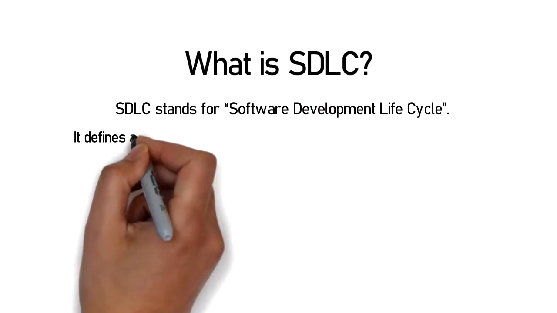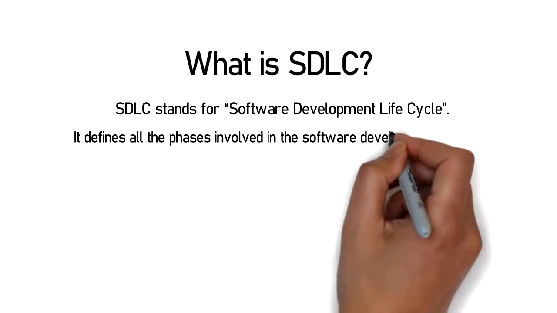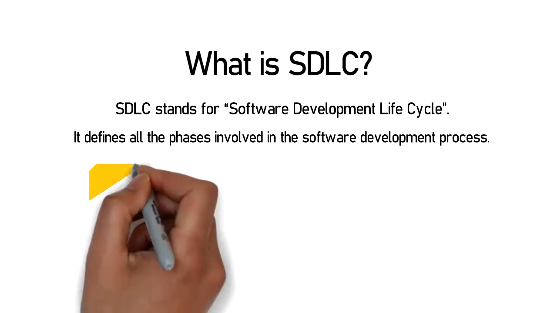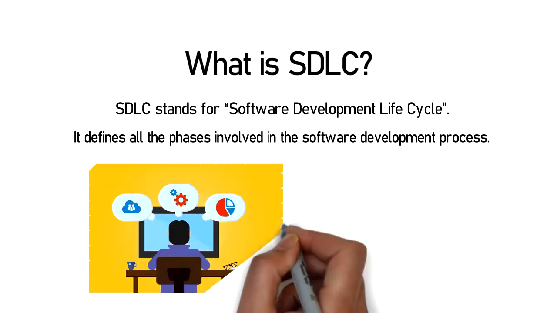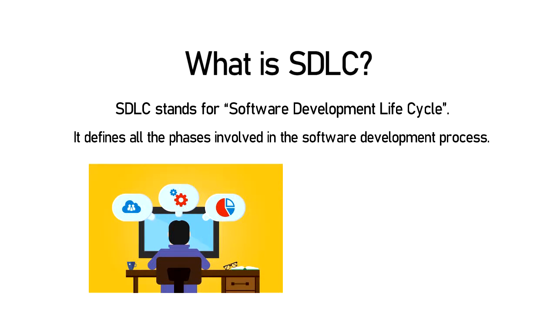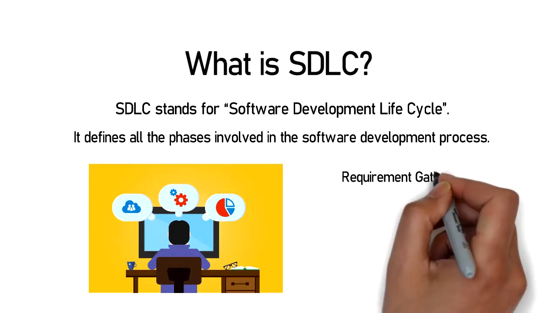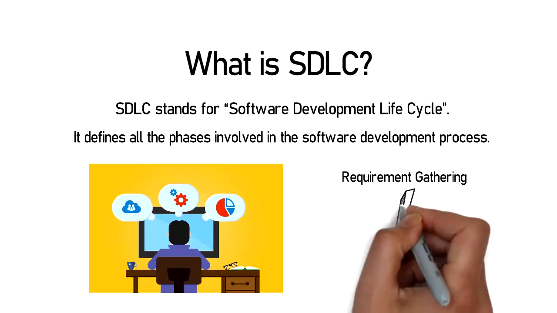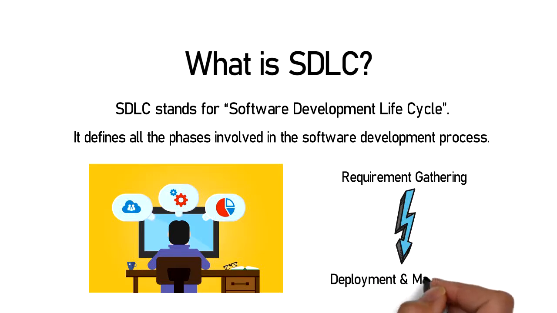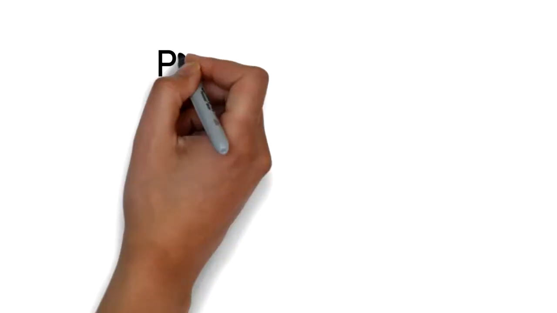It defines all the phases involved in the software development process, using which we can create and maintain a software application efficiently. The software development lifecycle starts with the requirement gathering phase and ends with the project deployment and the maintenance phase. Let's check the different phases of SDLC now.